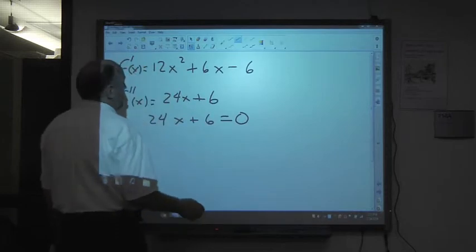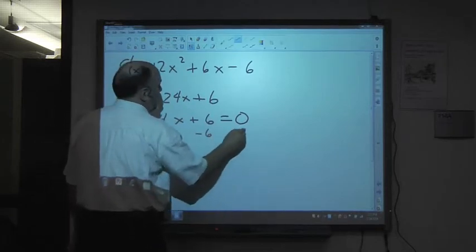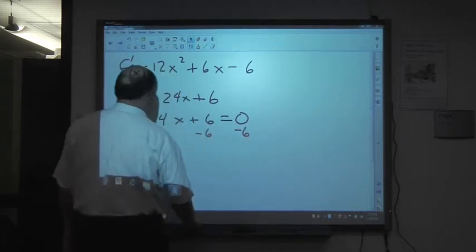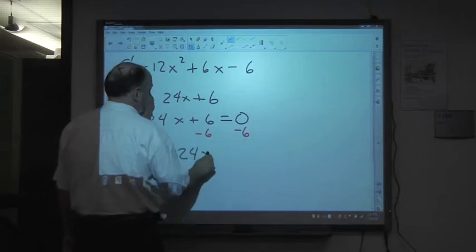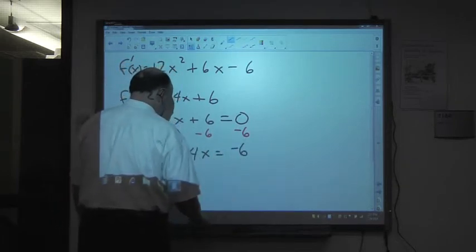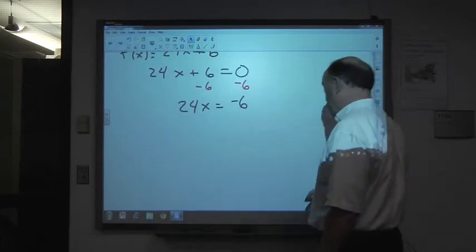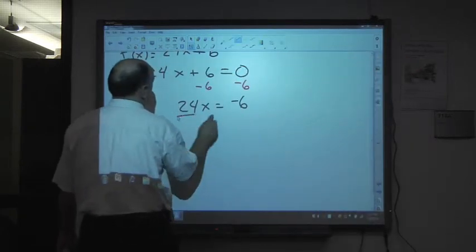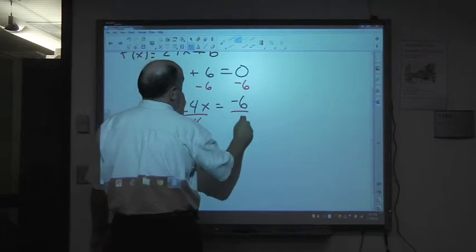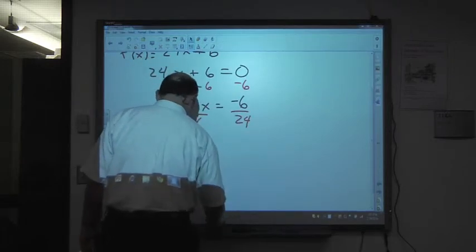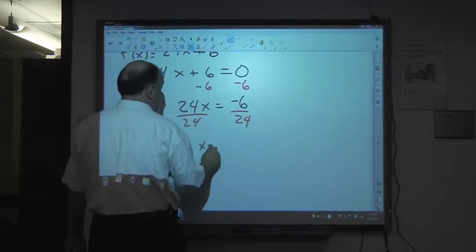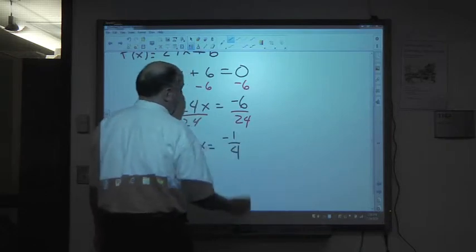And solve for x, so we subtract 6. So 24x equals minus 6. Divide by the 24. And we get x will be -1/4.